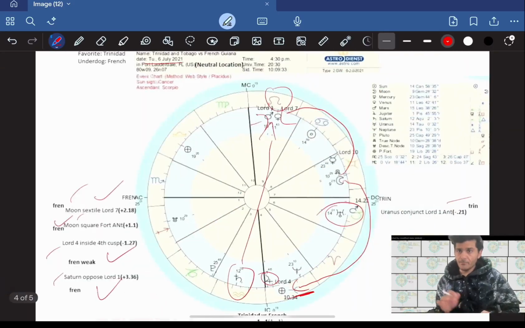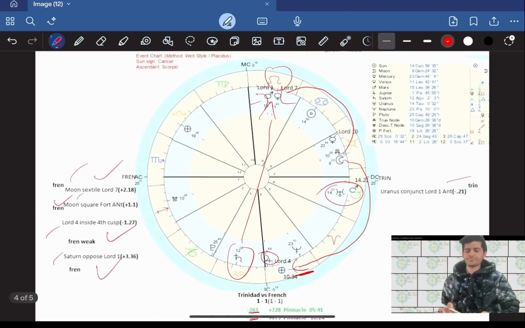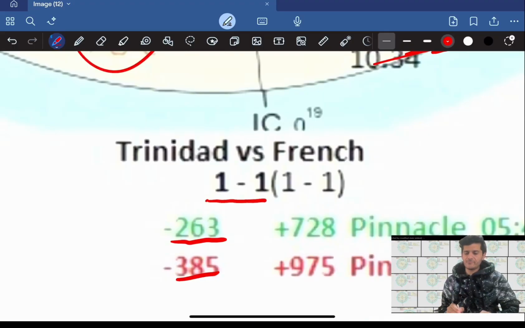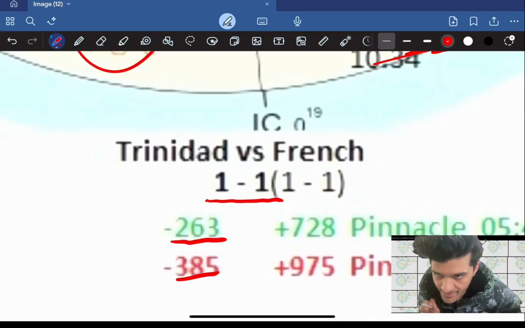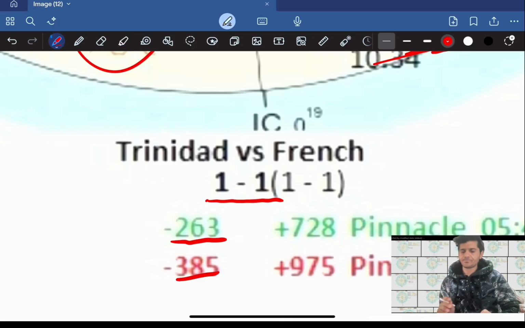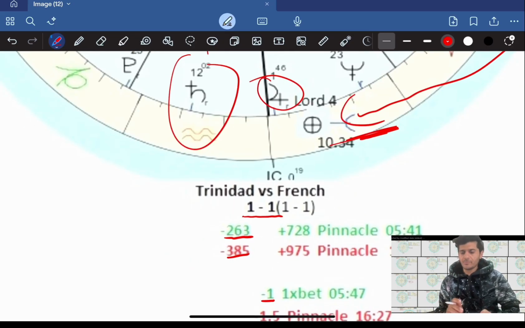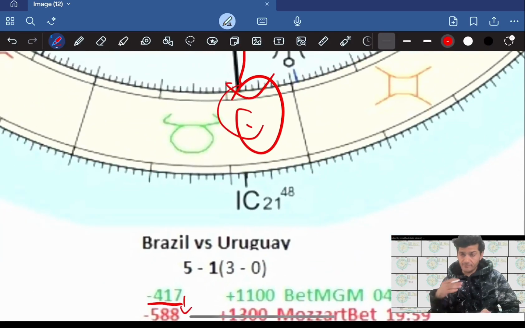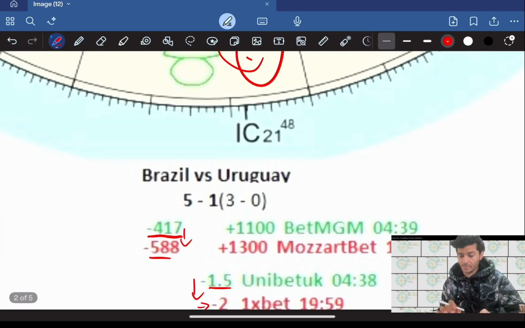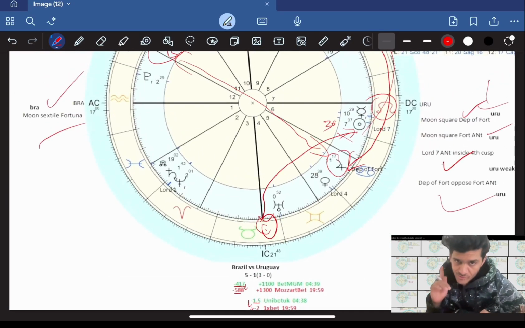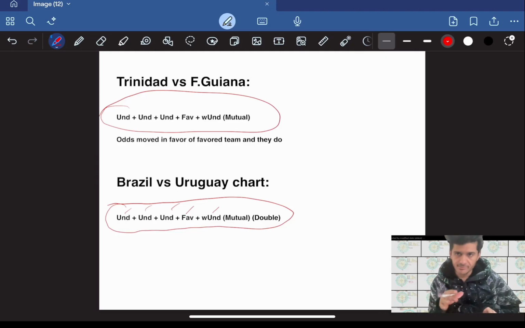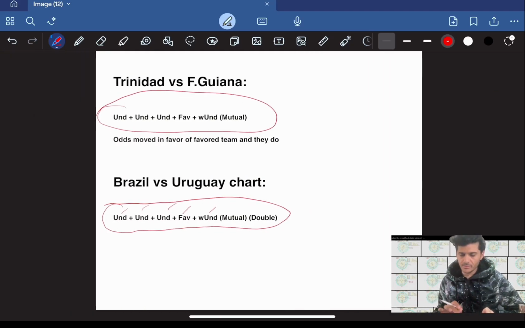All right, but in the Trinidad game, the favored team did not win. Why? In regulation. While in the Brazil game, the favorite team did win, and they covered the spread as well. All right? So that means there was a difference in the chart, and I was able to predict this game and bet on it. Okay?